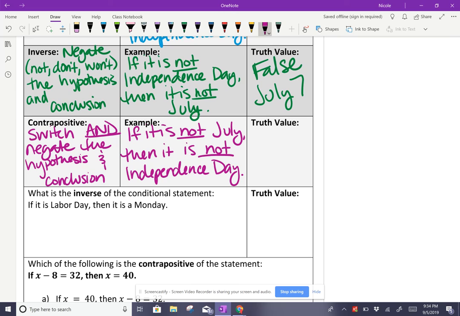So let's think about that truth value. If it is not July, then it is not Independence Day. So if we are not in the month of July, Independence Day is not happening in the US. And that is true because Independence Day only occurs on July 4th in the US. Therefore, if it is not in the month of July, then Independence Day is not happening. So the truth value is true.